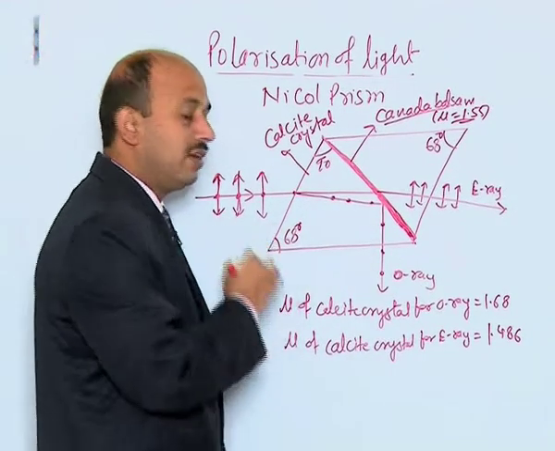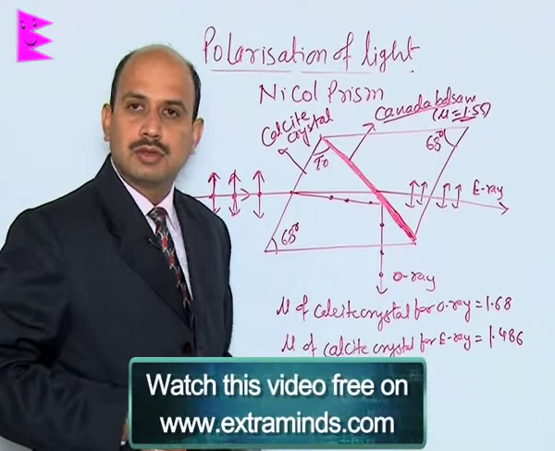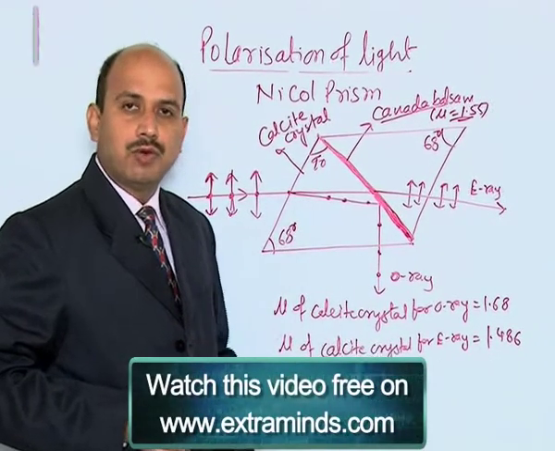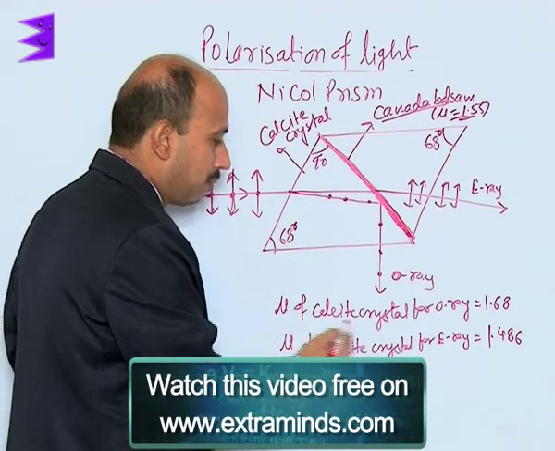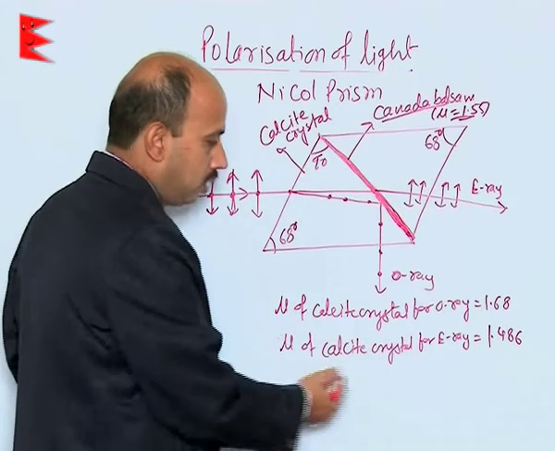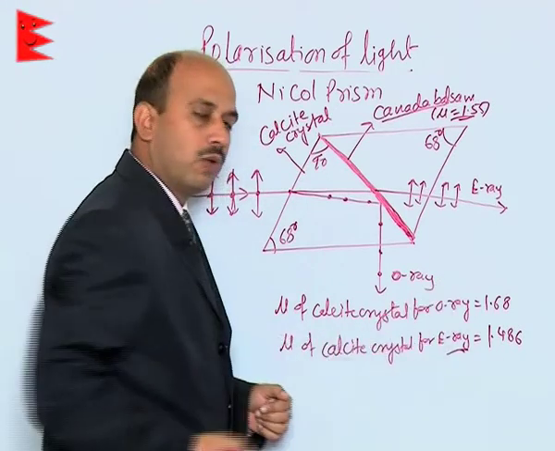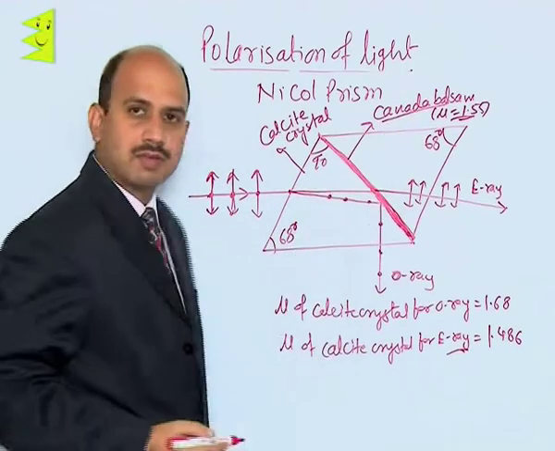Now, calcite crystal has different refractive indices for these two components of the light, that means for the E ray and for the O ray, that is, the extraordinary and ordinary rays. So, the refractive index of calcite crystal for the O ray is 1.68 and for the E ray is 1.486, and the refractive index of Canada balsam is 1.55.